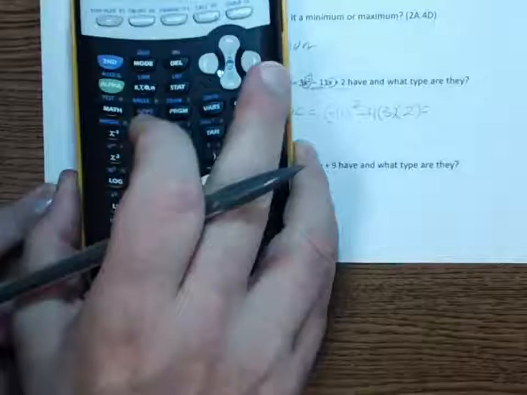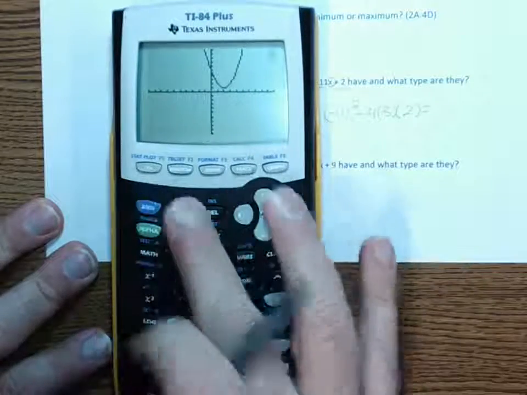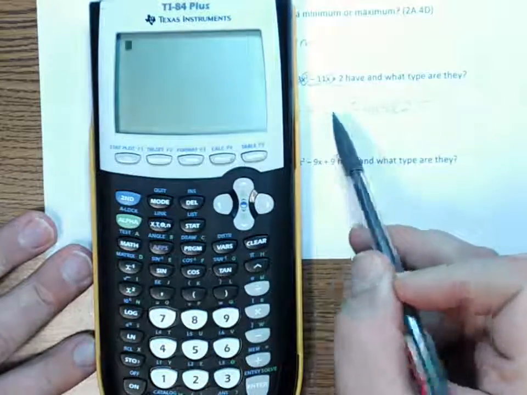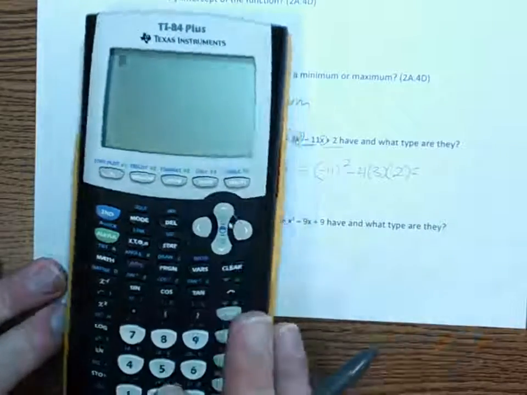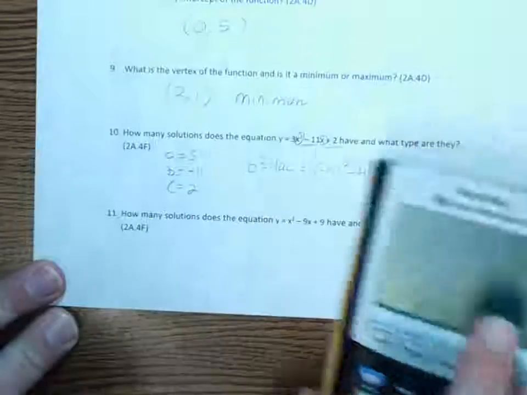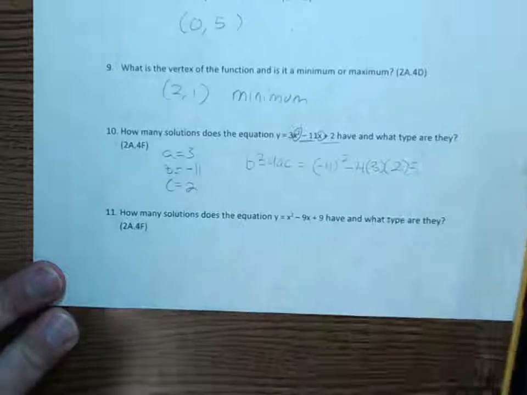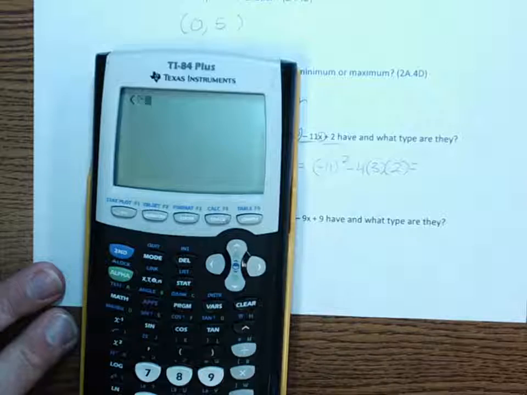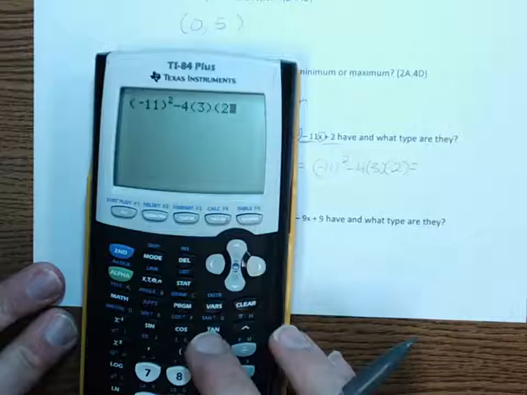Now, at this point, I'm just going to type it into my calculator and see what comes up. But I need to be very careful. See this negative 11 part? I got people that are going to want to type in that number without the parentheses. You've got to type in the parentheses. This has to be negative 11 squared minus 4 times 3 times 2. If you don't use the parentheses, the calculator won't handle it correctly. So we got negative 11 squared minus 4 times 3 times 2.